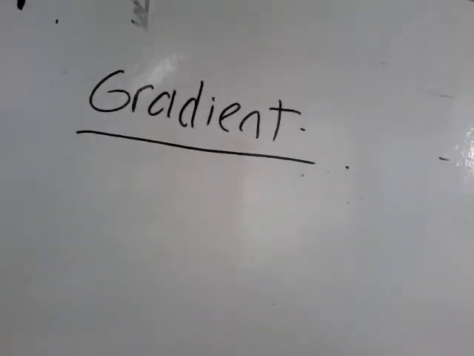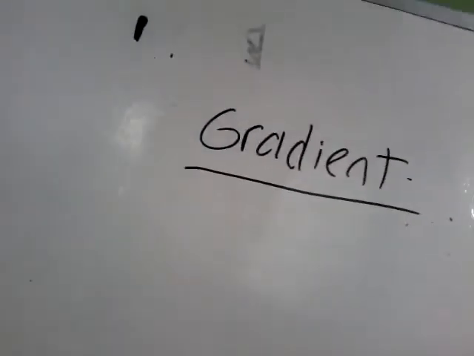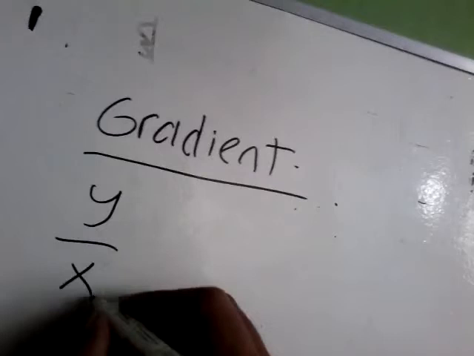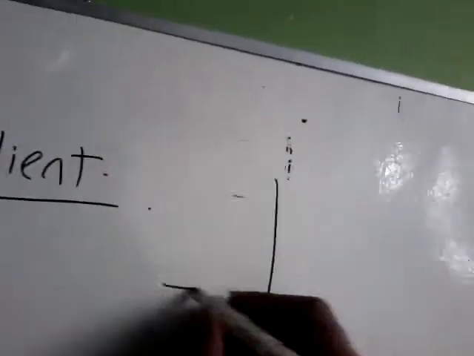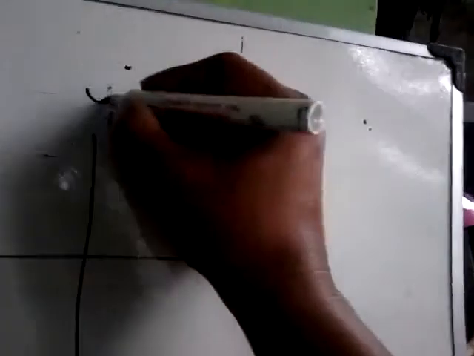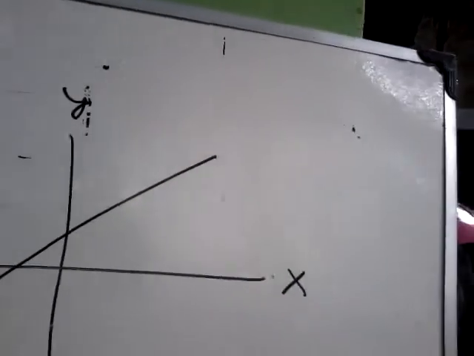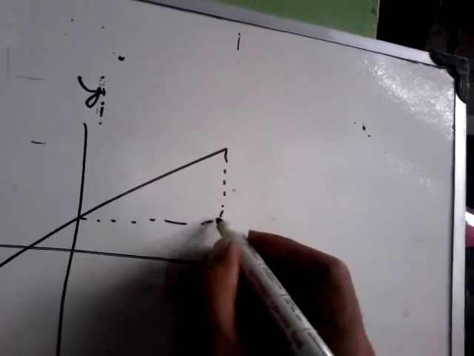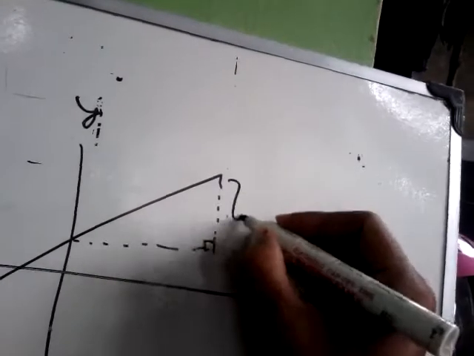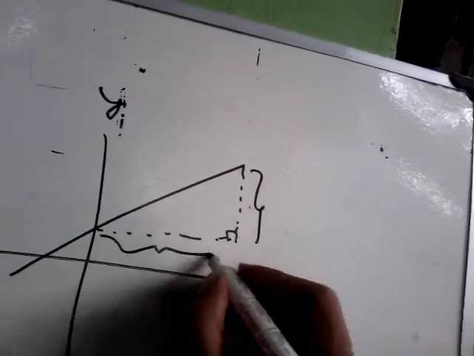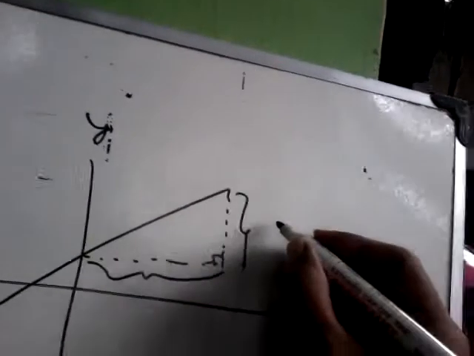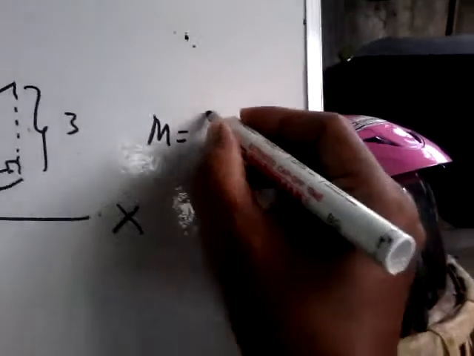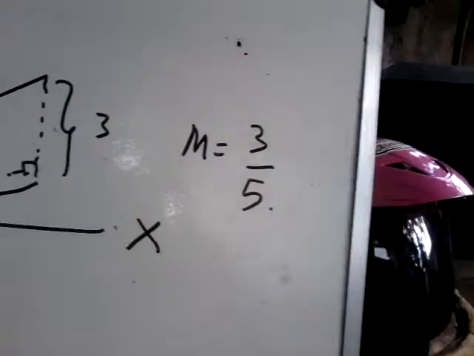Now we are talking about the gradient, especially for year 8. As we know, the gradient is y out of x. If we have this x and y, so there is a line here. The gradient is just, you put a right angle, this one out of this one. So if this one is 3 and this one is 5, the gradient should be 3 out of 5. That's an easy one, right?